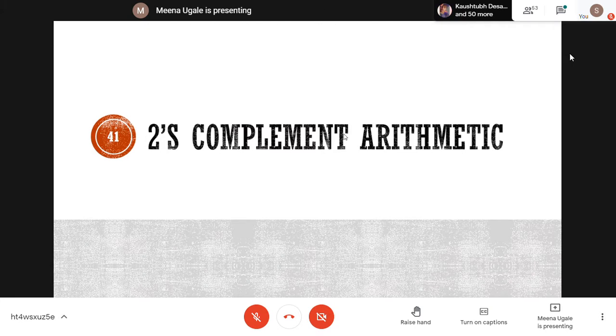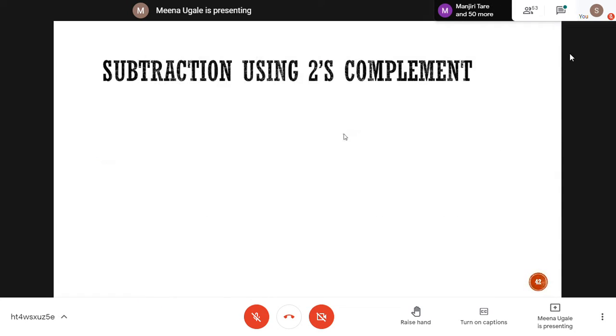2's complement arithmetic. So how do we represent any number in 2's complement? For any number's binary representation, first you take 1's complement and then you add 1 at the LSB position. Then whatever answer you get is called the 2's complement representation for that number. How this 2's complement arithmetic takes place, that we will see. Note down this point: subtraction using 2's complement method.